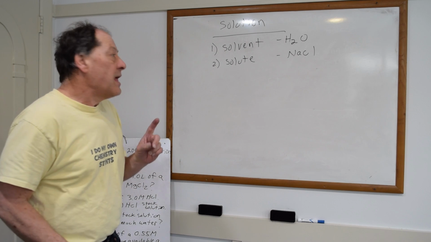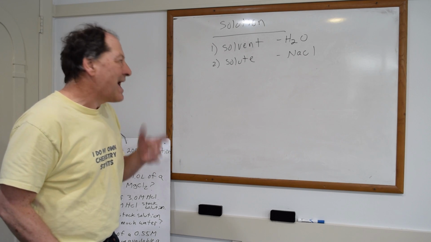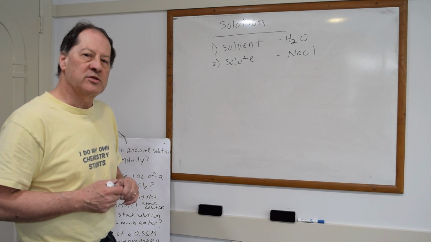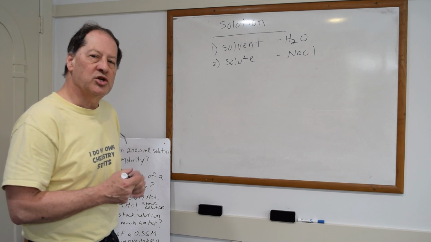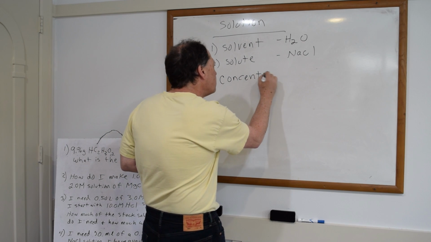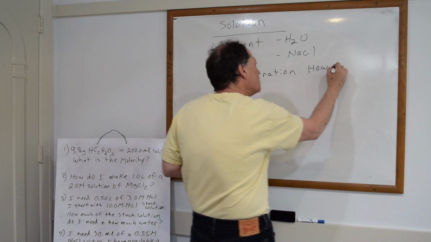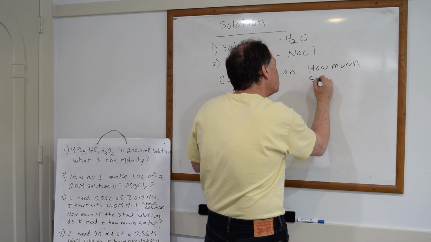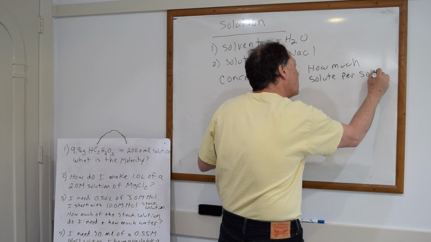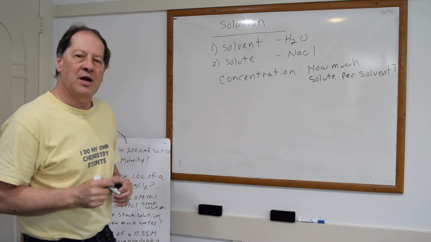Now, how concentrated the solution is means how much salt is present per amount of water. The unit that we're going to use in chemistry for concentration is something called molarity. So concentration is how much solute per solvent. That's what the general term concentration means.